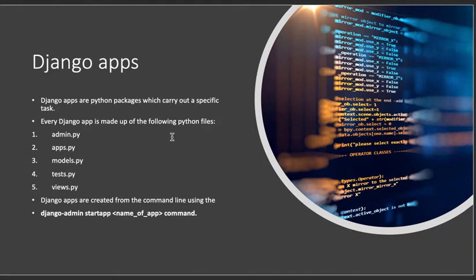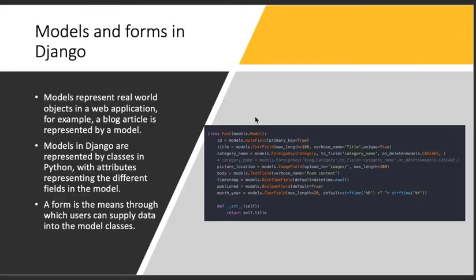I just wanted to have this presentation first so that we can get to just writing code, and we would have gotten some of the fundamental building blocks packed down first. So what are models and what are forms in Django? Models represent real-world objects in a web application. For example, a blog article is represented by a model.